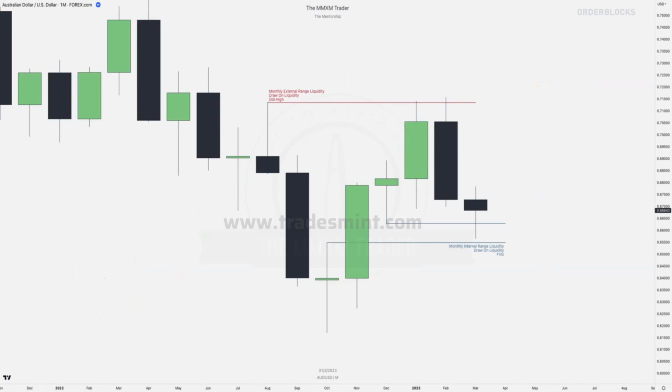Another example on Australian dollar, US dollar monthly chart. Again, external range liquidity. Monthly external range liquidity. So we raid these buy stops up here. So what do we do after external range? We go to internal range. We see this monthly fair value gap down here being the draw on liquidity.